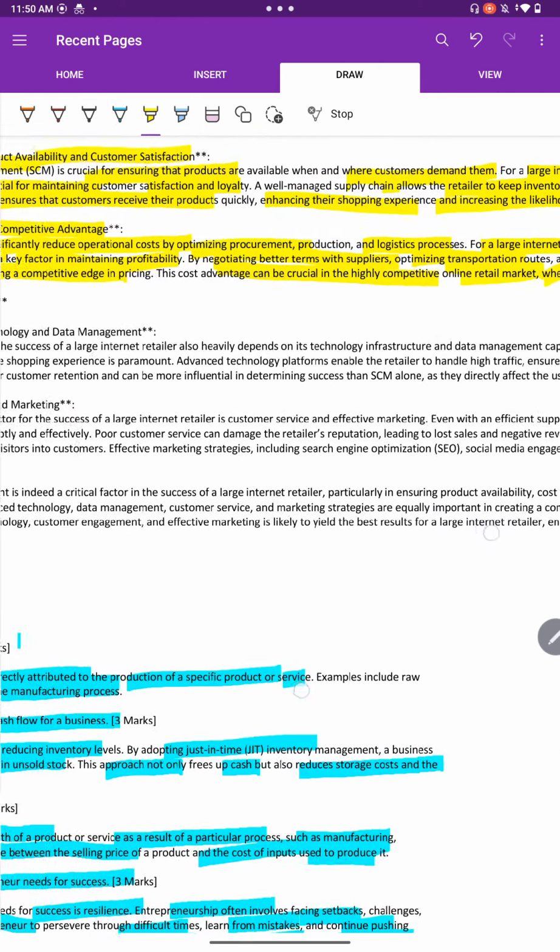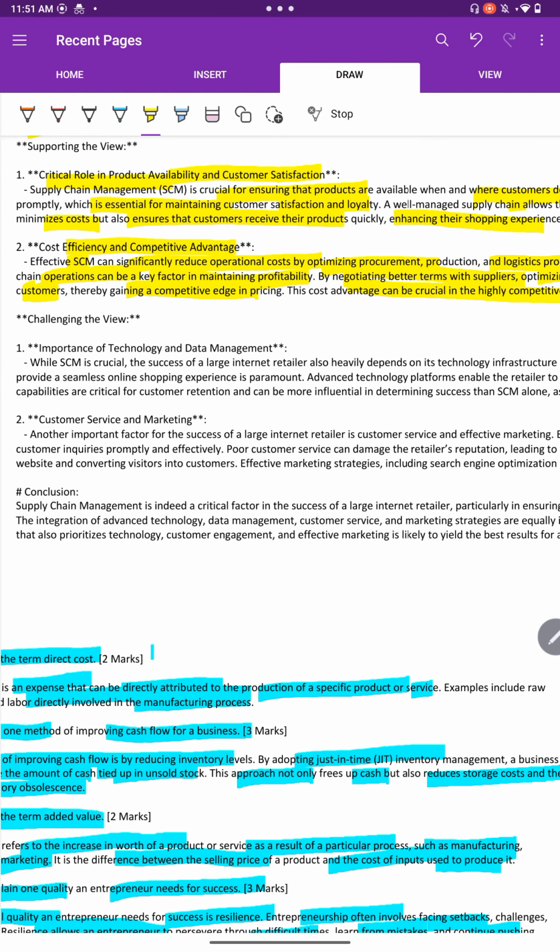So now we are going to see that while SCM is crucial, there is also the importance of technology and data management.